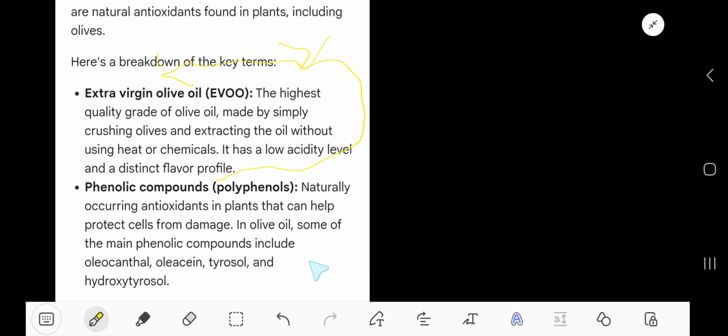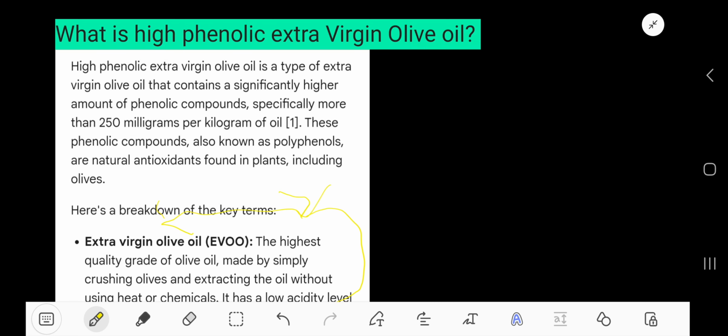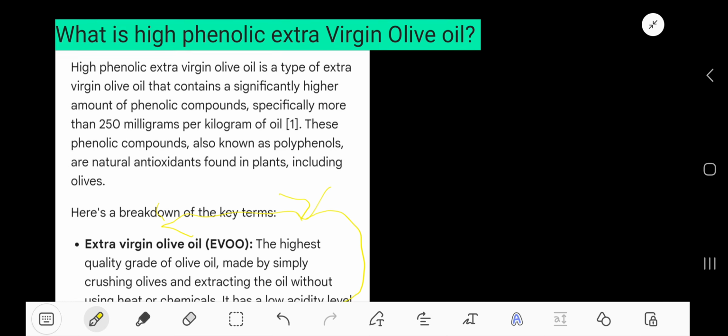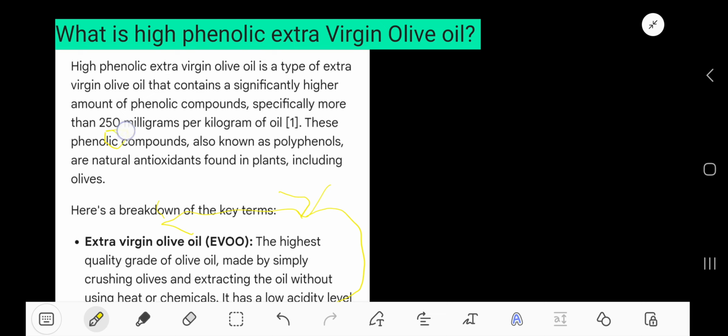If you want to buy high phenolic extra virgin olive oil, go to Amazon and search with this keyword, high phenolic extra virgin olive oil, and look for this amount, 250 milligrams per kilogram. The higher you get, the better you should buy.